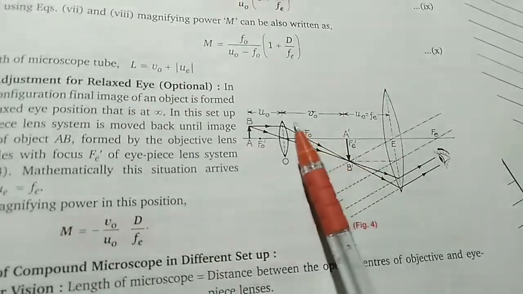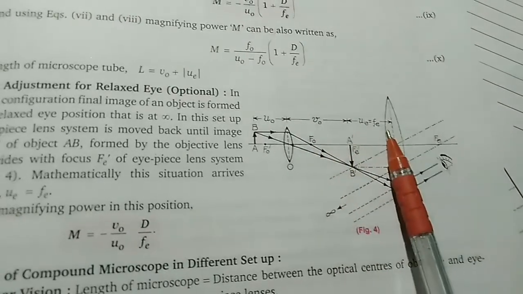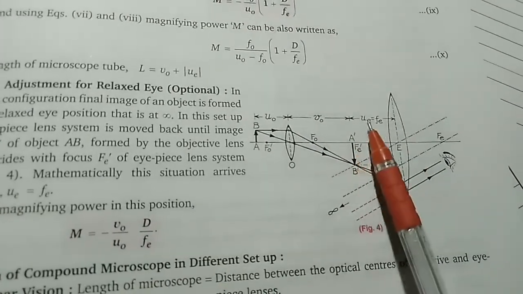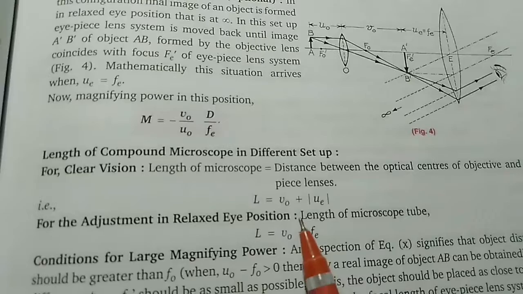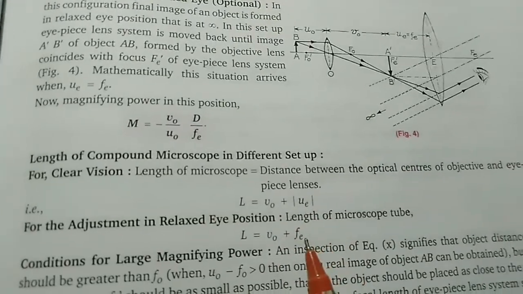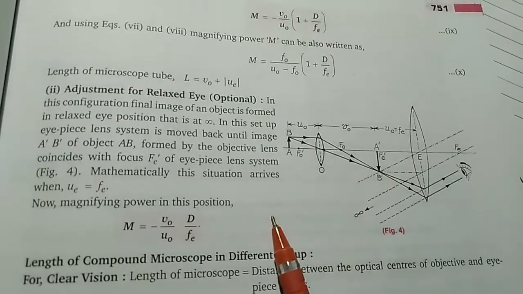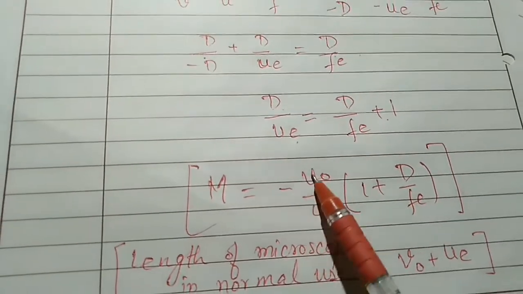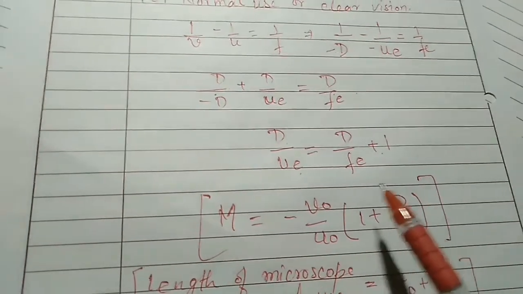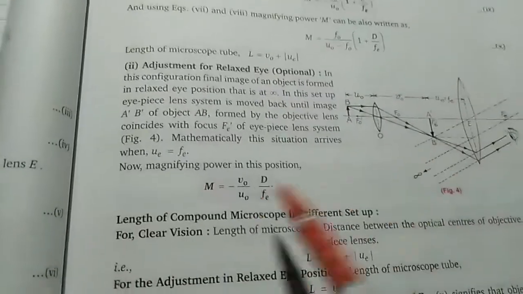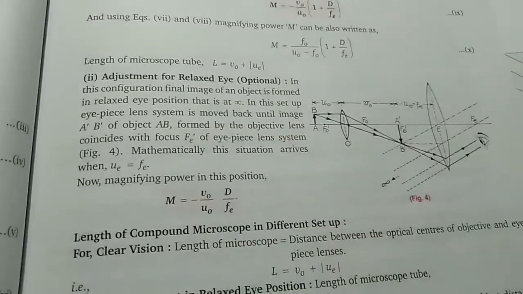In this case, what is the length? VO plus UE, but now UE is equal to FE. So in this case, the length will be VO plus FE. And what about the magnification? In the normal case, it was minus VO upon UE times 1 plus D by F. When it is the relaxed eye case, this one will be removed. At that time, it will be D by F only. So this is the magnifying power of the compound microscope in the relaxed eye case, but this is optional.